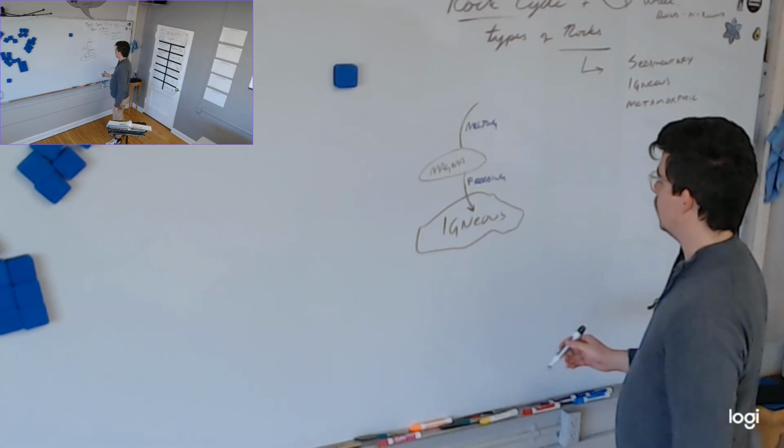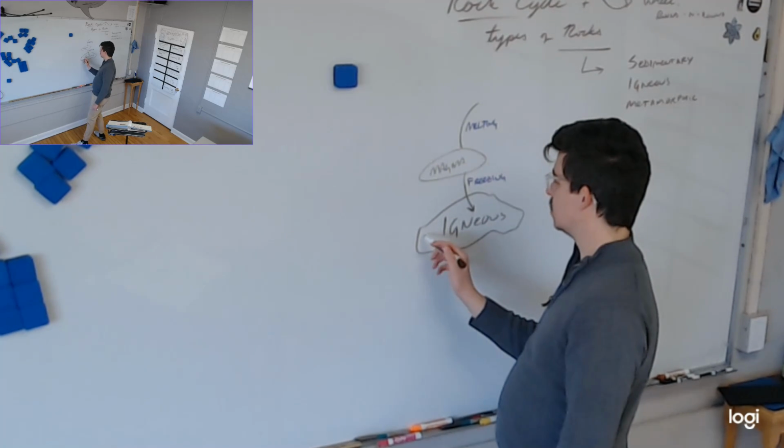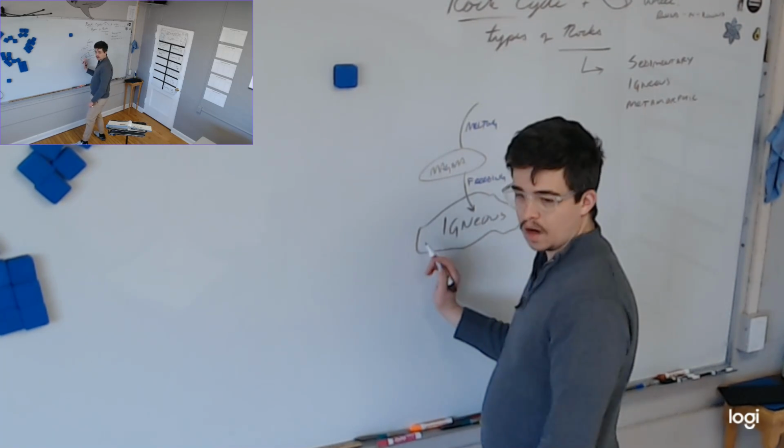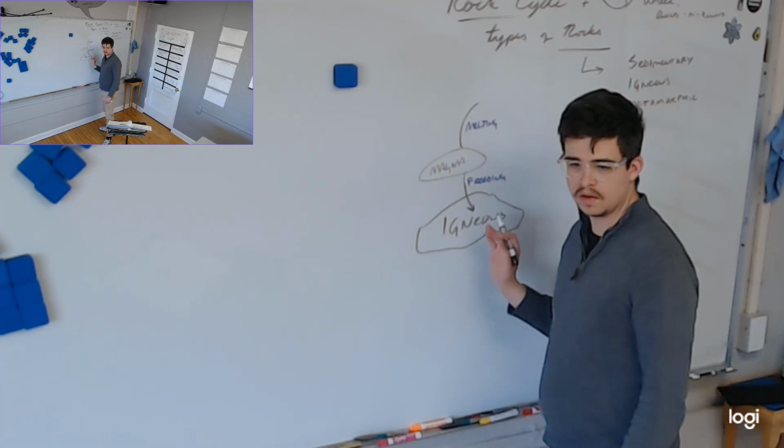We're going to have more than one of these, and one thing we're going to talk about a little bit later on is this igneous rock, obsidian or whatever. What happens if it melts and then cools again? What does it become?